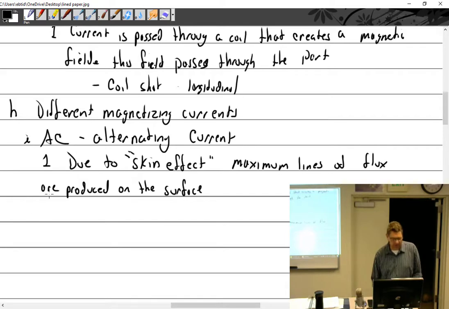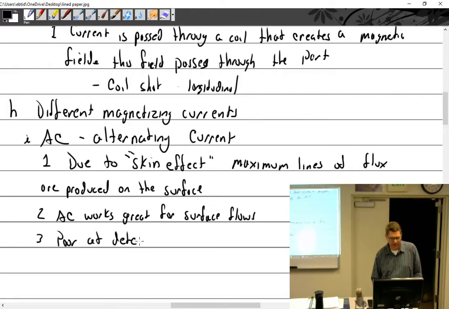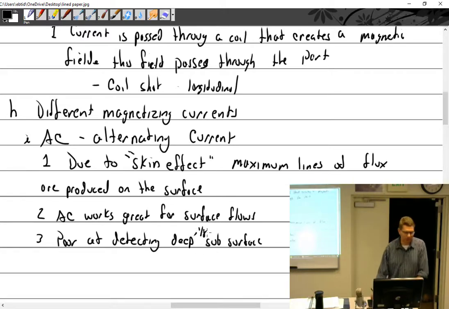So that means that AC works great for surface flaws, works great for surface flaws. The power at detecting subsurface, deep subsurface flaws. What is deep? I'm going to say anything over 1/8 of an inch, which isn't very deep, but it's down there. It starts to get hard, and it makes it harder for you to find them.